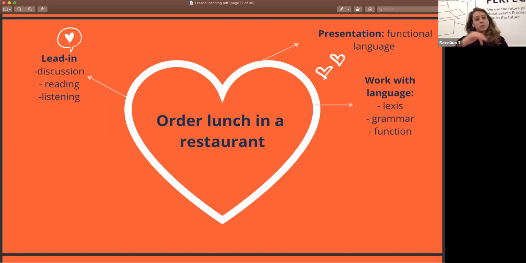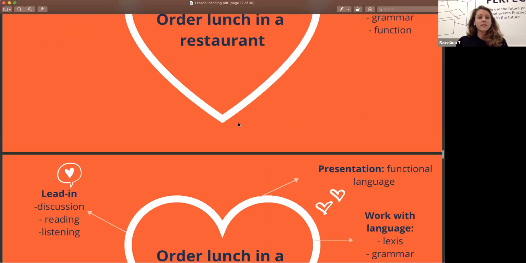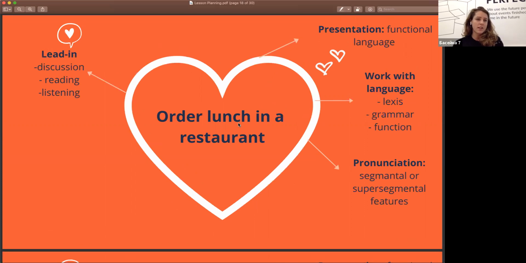If it is grammar, you will work with grammar, different practice tasks, for example, on form, on the meaning. If you have vocabulary as a presentation and language for the class, you work here with language and vocabulary, with vocabulary as a part of the language. But again, it's all related to the topic and the language that will help them to order lunch in a restaurant.